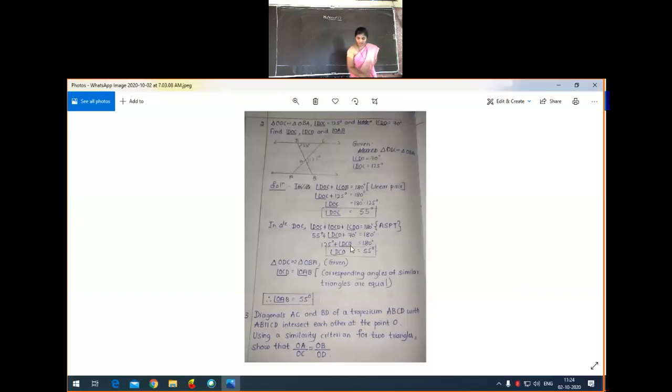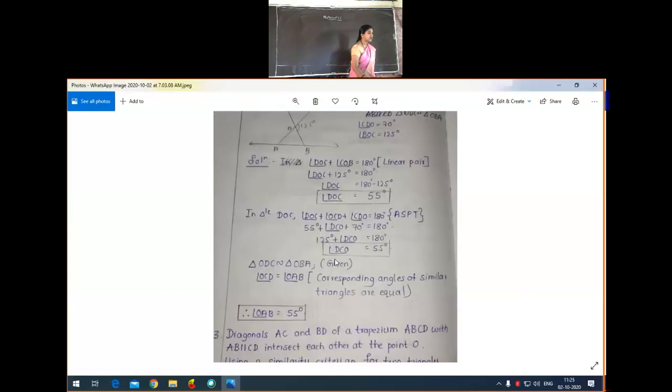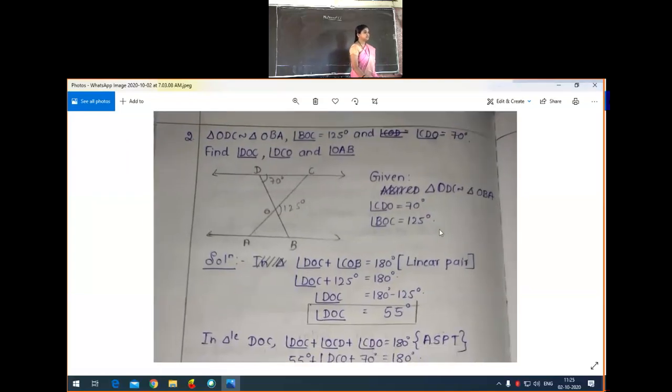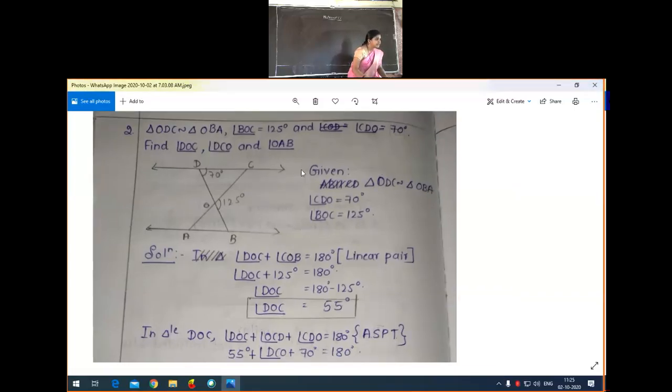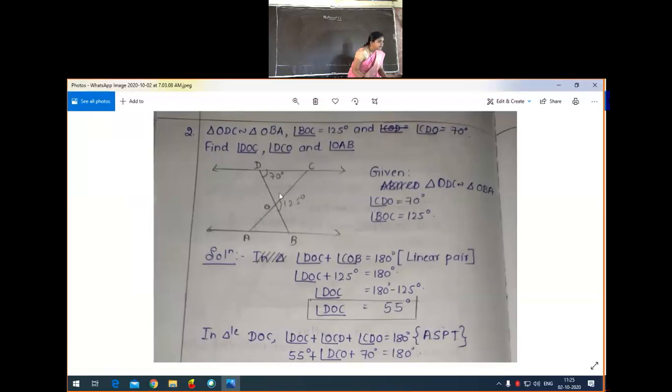That is the second question in the textbook. The second question is like this. Triangle ODC. Are you observing triangle ODC here? Triangle ODC is similar to triangle OBA. Angle BOC is 125 degrees. Here in the figure it is mentioned, no? Angle BOC is 125 degrees. Angle CDO, this angle, is 70 degrees. We have to find three angles. Which three angles? DOC. This angle we have to find.